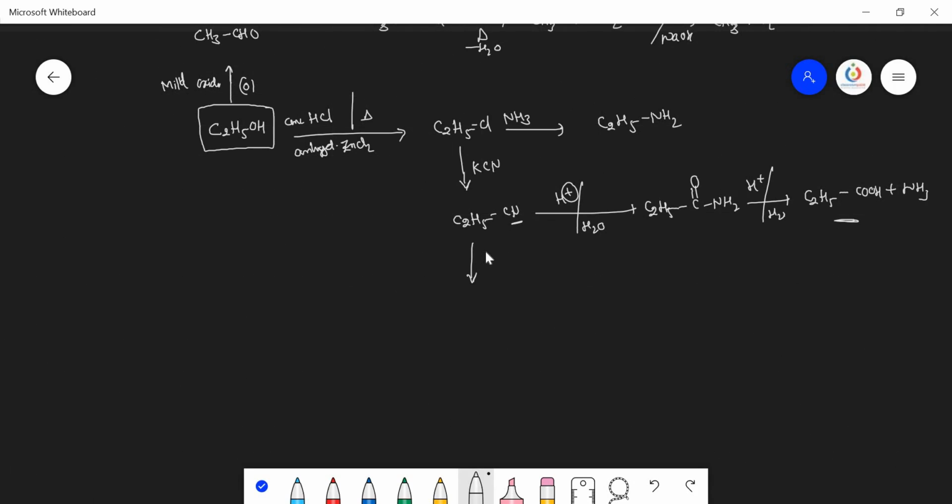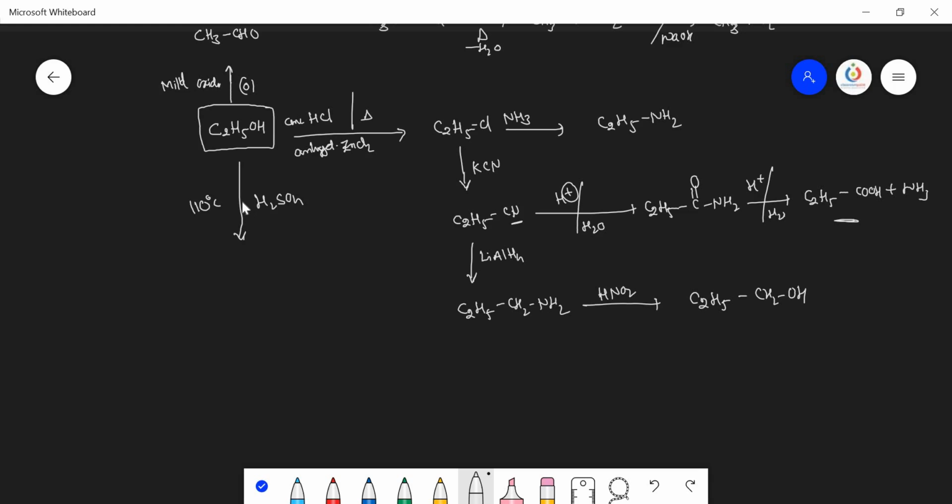So here, if this cyanide is subjected to reduction with lithium aluminum hydride, it gives C2H5CH2NH2, a primary amine. So this one, on reaction with HNO2 again, gives C2H5CH2OH. You must have now understood what the role of the HNO2 is.